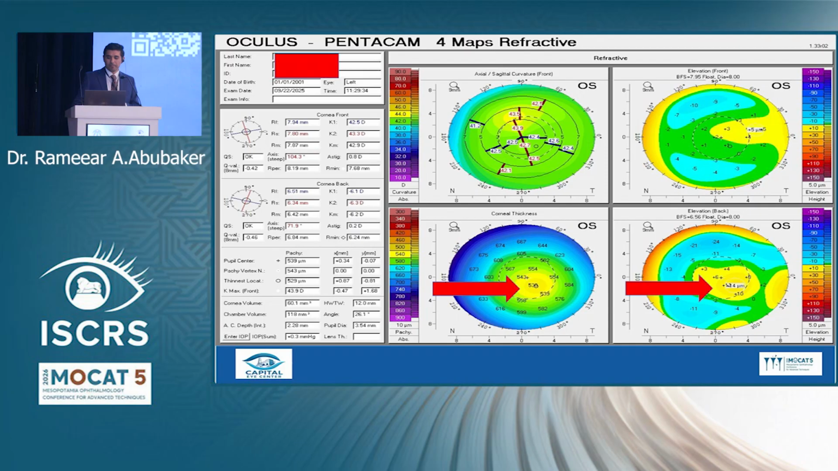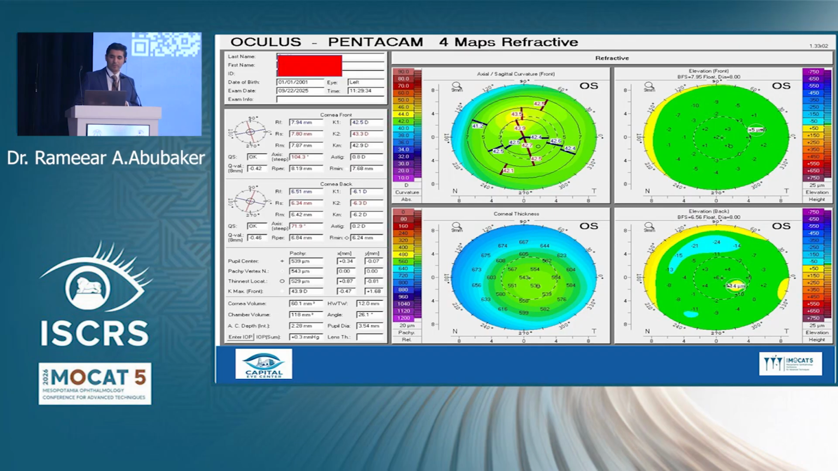So if you are someone that is used to looking at the color coding, then you might miss cases like that if you don't look at the increment of the elevation and corneal thickness.